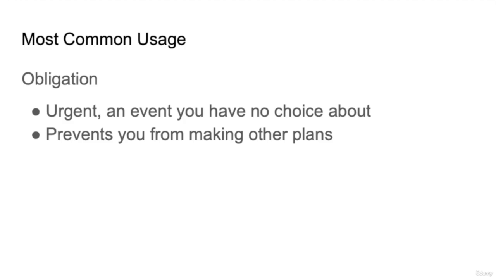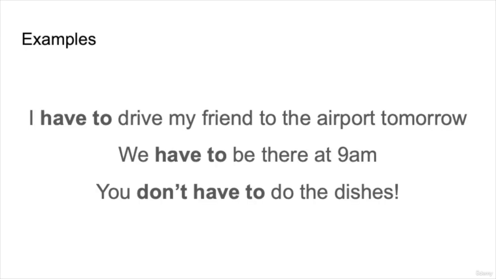So when you're using have to, this is usually a complete and true obligation. So it may be urgent, and it's definitely an event which you have no choice about. It prevents you from making other plans because it's very important that you finish this action or event. So some examples using the urgent have to form are as follows. I have to drive my friend to the airport tomorrow. We have to be there at 9 a.m. You don't have to do the dishes.